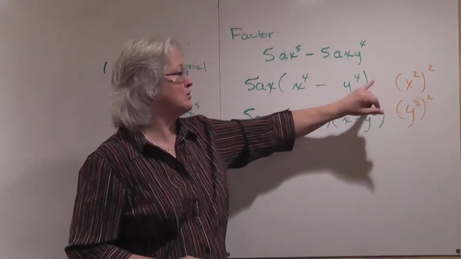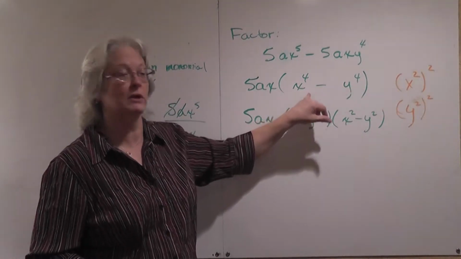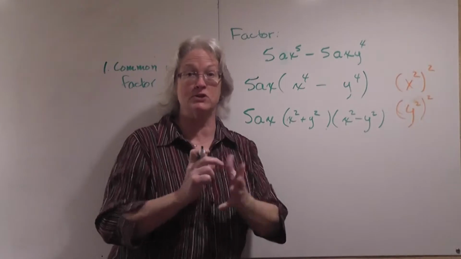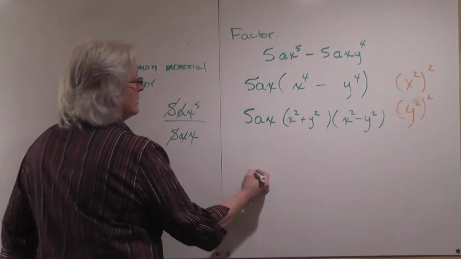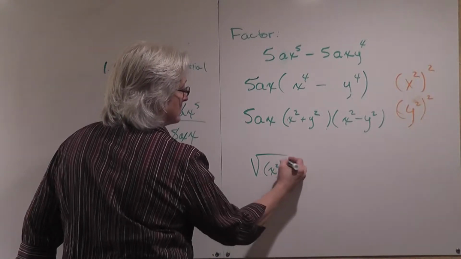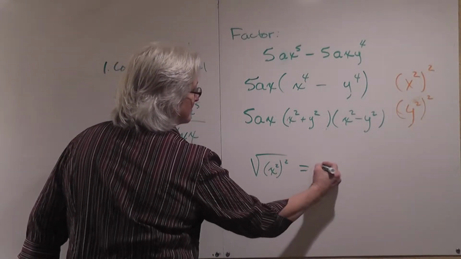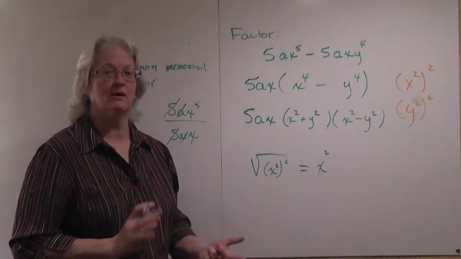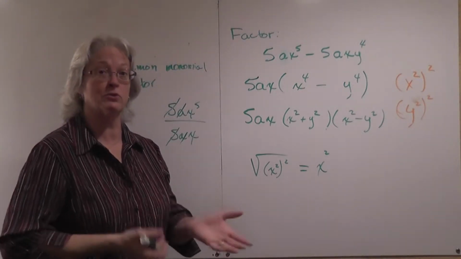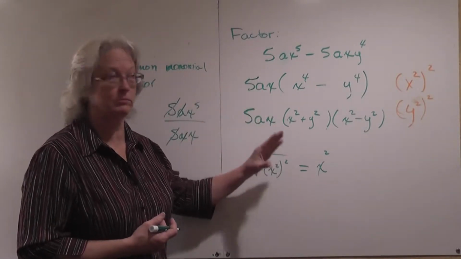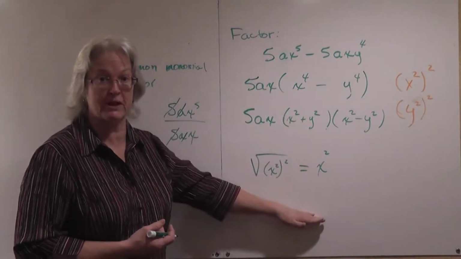Right here I showed you how x to the 4th can be expressed as x squared, all of that expression taken to the second power, which also means that the square root of x squared squared is equal to x squared. A lot of x squareds in there, and I'm sort of beating a dead horse here, but I'm just trying to get you to make sure that you understand what we're stepping through here.